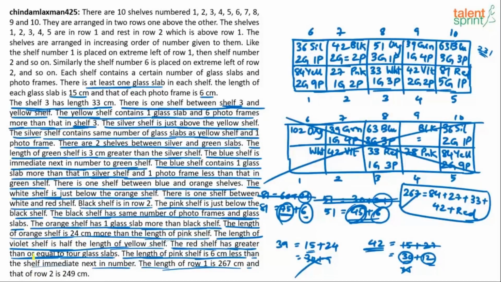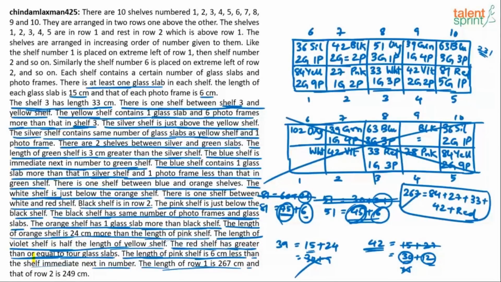Let me just do a quick verification. Just a second. 15 into 2, 30 plus 6, 36. 30 plus 12, 42. 45 plus 6, 51. 15 plus 24, 39. 45 plus 18, 63. Yeah.